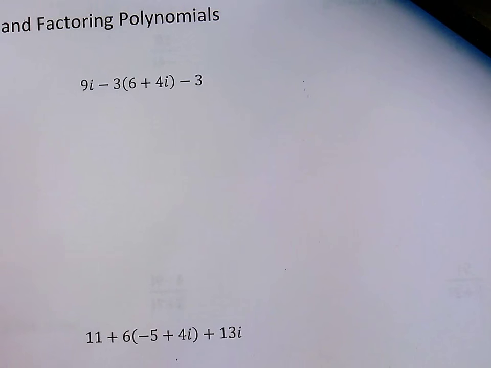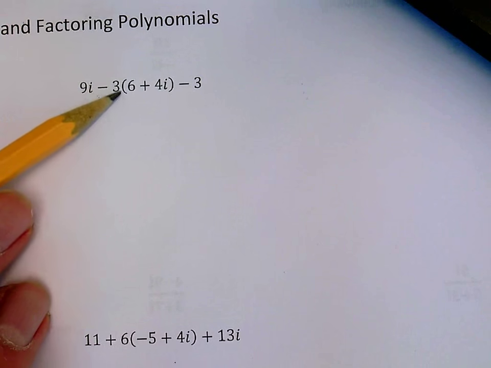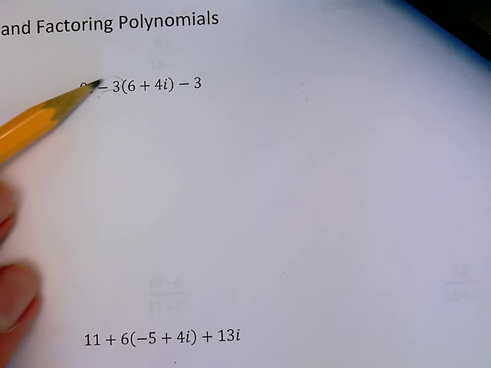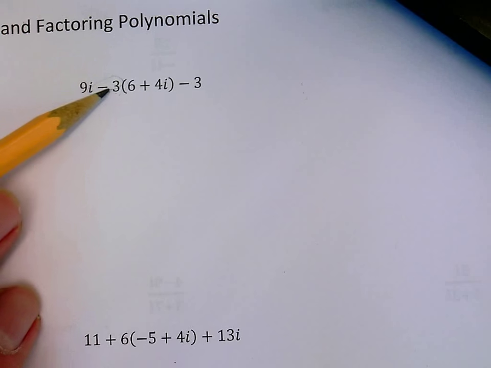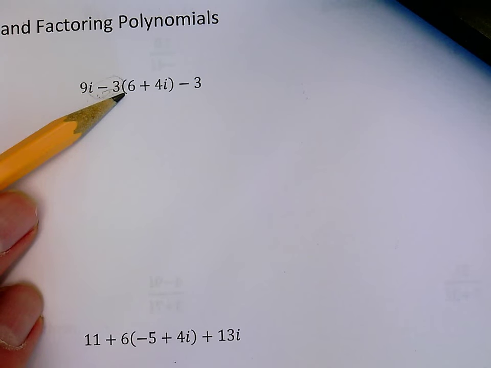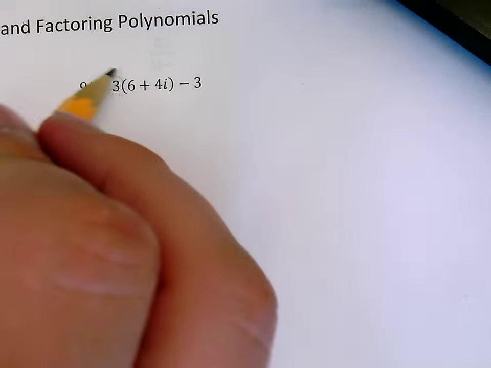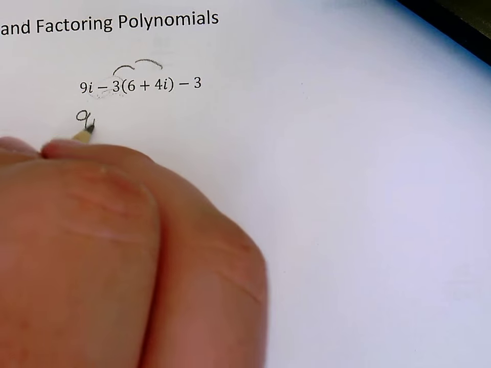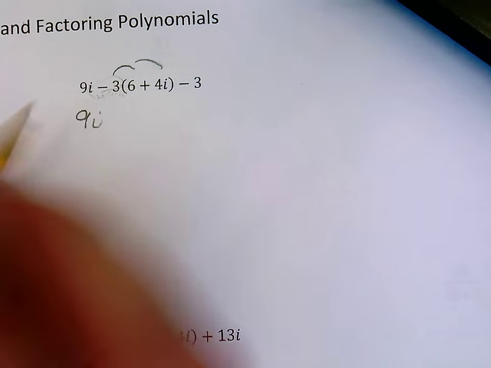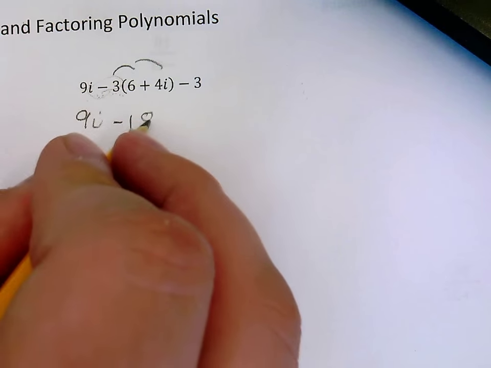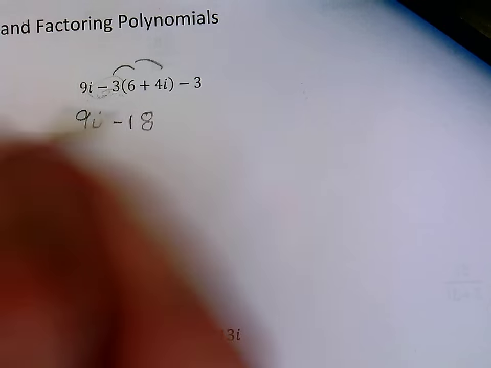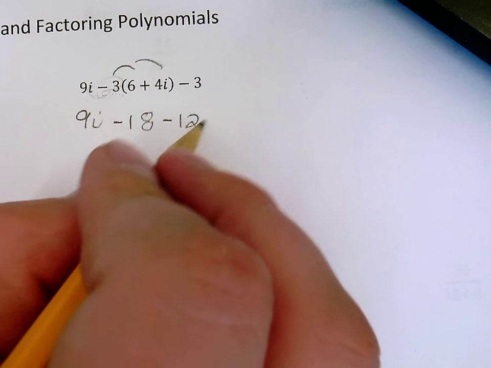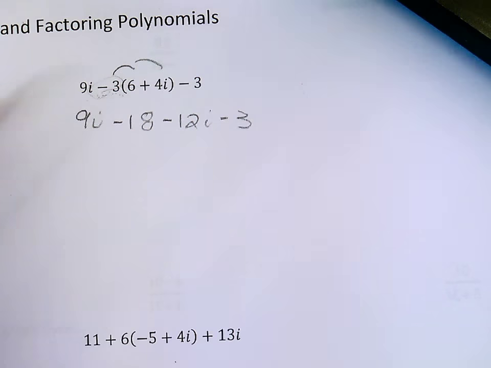So on this one right here, what you'll notice is we have a number in front of a parenthesis. Now, we have to look at the number in its entirety, and that number means the number itself and the sign before it. So right now, this is a negative 3. And since this is next to a parenthesis, what we have to do is distribute the 3. The 9i doesn't change, so it just comes down. Negative 3 times 6 gives you negative 18. Negative 3 times positive 4 becomes negative 12i. And then you subtract 3.